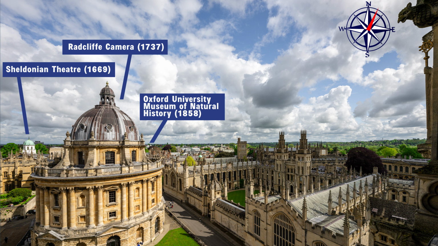Work finished on the museum around 1858. I'll talk more about the building of the museum in my next video, and I'll do a lot more, of course, on Oxford overall in future videos.